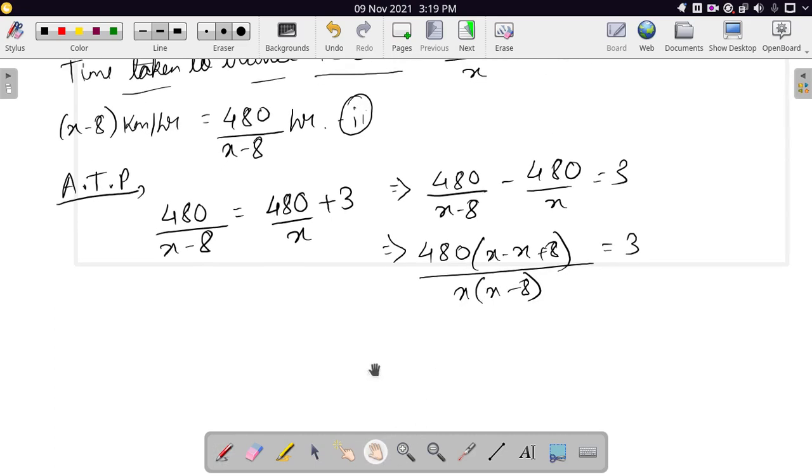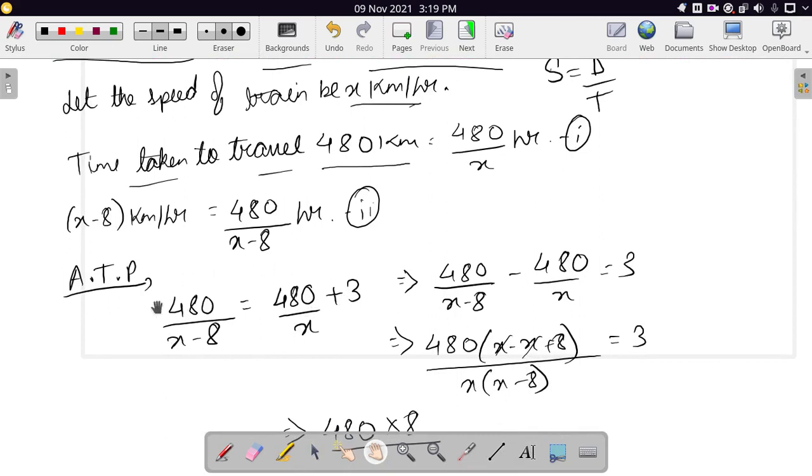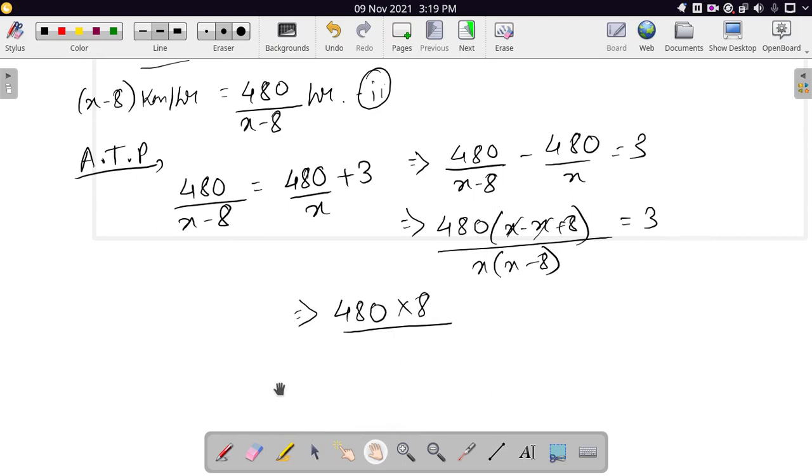Now we are just asked to formulate the quadratic equation in terms of the speed of the train. So we will not stop here. This is the main equation, but we should simplify it. This is not a quadratic equation. What we need to arrive at is a quadratic equation, so we need to simplify this to make it a quadratic equation.